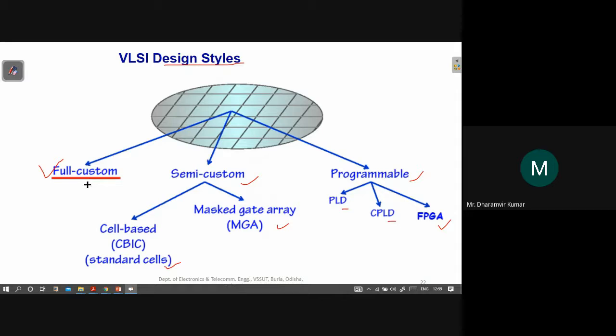So what is the use? For example, there are certain uses. All of these design styles have got their particular use.